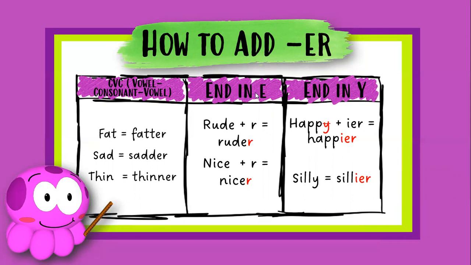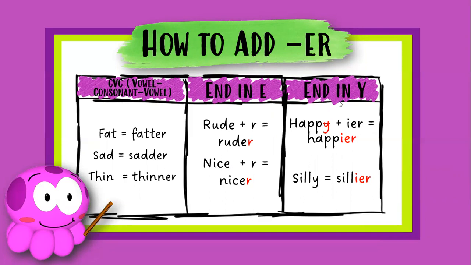Now, when the words end in E, we simply add a letter R. So rude ends in E. We're not going to do rudeer with two E's. No, we're just going to have one E, one R. Ruder. Nice, the same, nicer. Okay, just add the letter R.